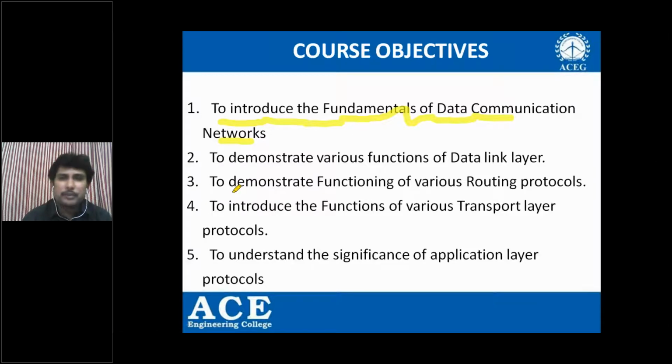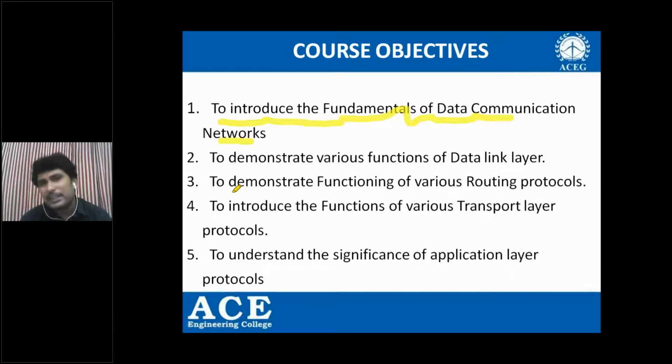At the same time, we would also try to understand the various functions which are performed by your data link layer. Then coming to the third unit, we will try to understand how data will be transmitted from the source to the destination.